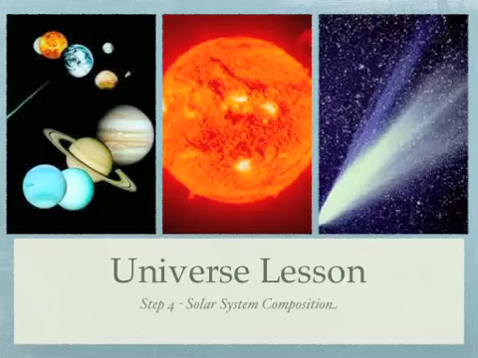This is a lesson over the universe. It is step 4 out of 5 steps that we'll be learning about. This step covers solar system composition, so it specifically focuses on what makes up our solar system. We're going to start with our learning targets.